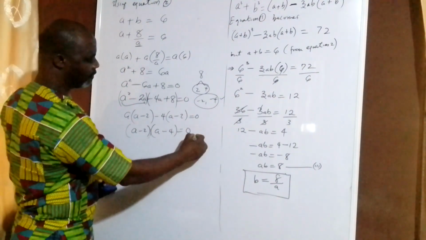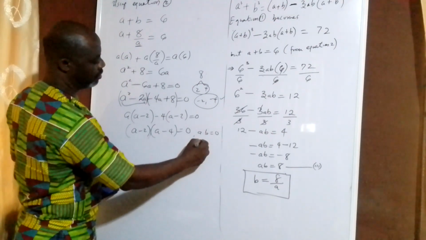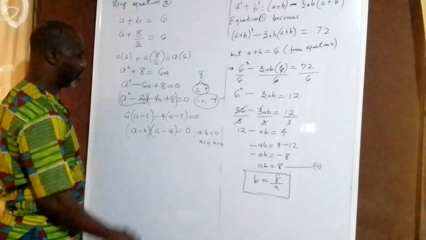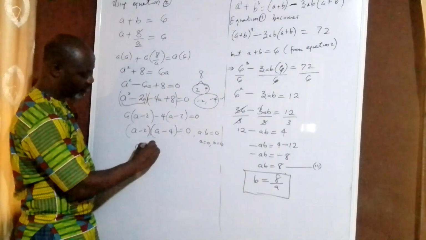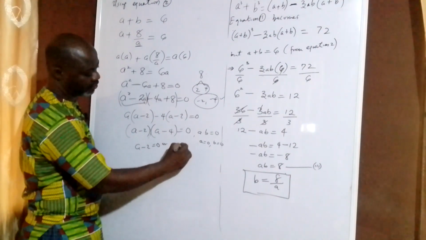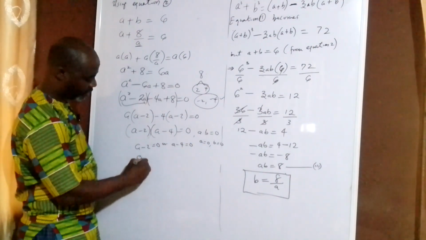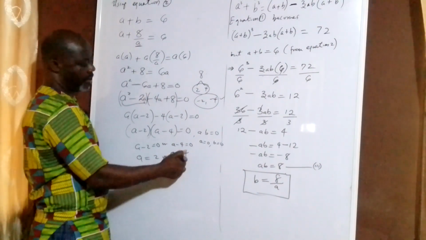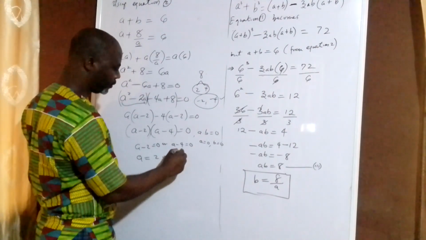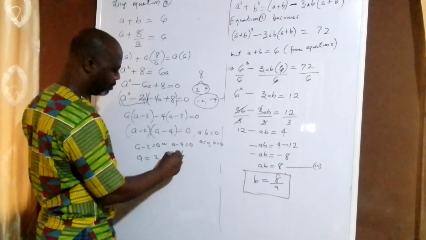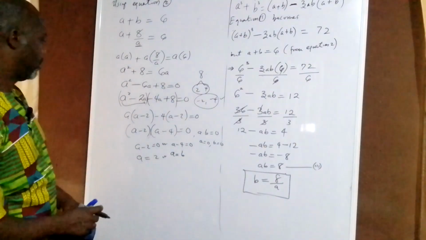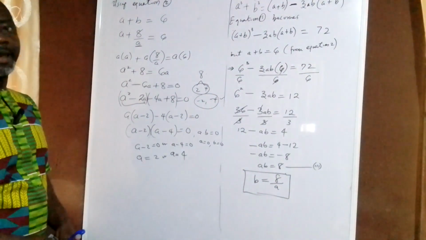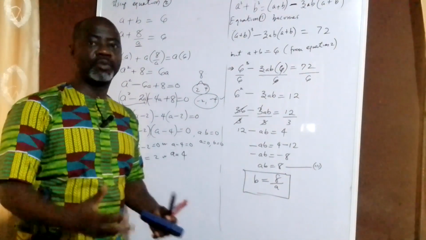so we know that if we have a dot b to be equal to 0, then a equal to 0 or b equal to 0 or both equal to 0. So in that case, I have a minus 2 equal to 0 or a minus 4 equal to 0. So this will give us a equal to 2 or a equal to 4. Now if this is the case, there are 2 values for a. Definitely there will also be 2 values for b.